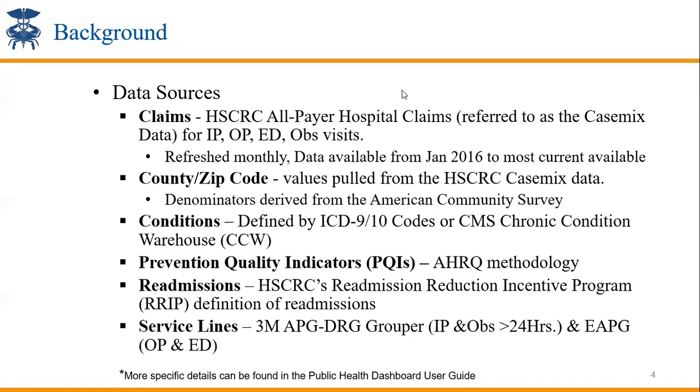Conditions within the report are either defined by ICD-9 or 10 codes or the Chronic Condition Warehouse, CCW, from CMS. PQIs, prevention quality indicators, are an AHRQ methodology, so you'll see that metric displayed in the report, along with readmissions, which comes from the HSCRC's definition from their readmission reduction incentive program. And then all service line information is developed and run through the APR-DRG grouper or the APRG grouper, depending on the data type.